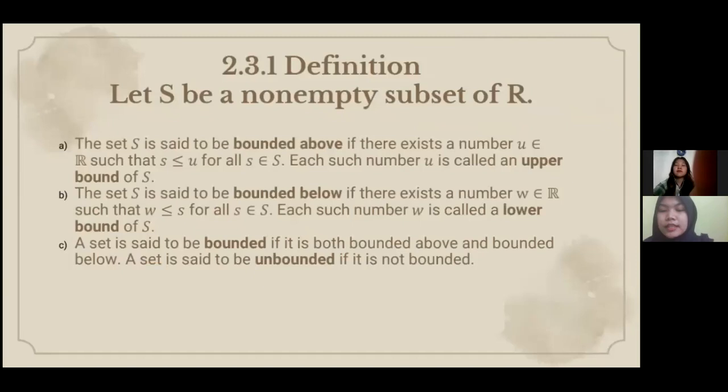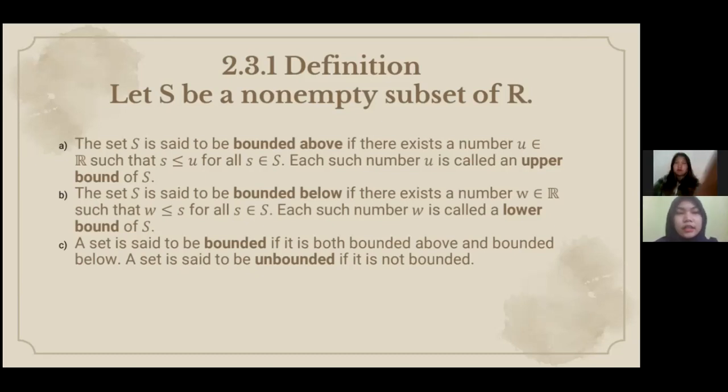First is Definition 2.3.1. Let S be a non-empty subset of R. A, the set S is said to be bounded above if there exists a number u in R such that s ≤ u for all s in S. Each such number u is called an upper bound of S.